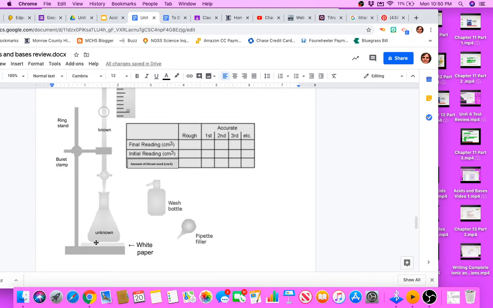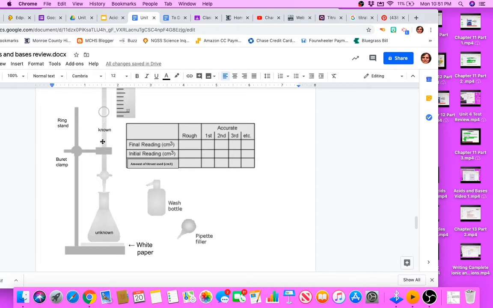And then, of course, we have a piece of white paper here under the flask. The reason for this is because we're going to be looking for a color change. Remember that before you start your titration, before you start delivering known base into your unknown acid solution, you have to add a few drops, 2 to 4 drops, of an acid-base indicator. The indicator that we would have used is the same one that she used in the video, phenolphthalein. Phenolphthalein in an acid is clear, but when it becomes basic, it turns pink. Okay, so we're looking for a color change.